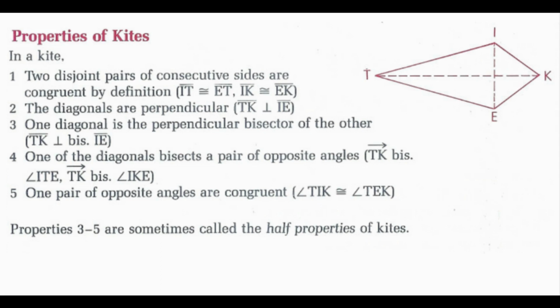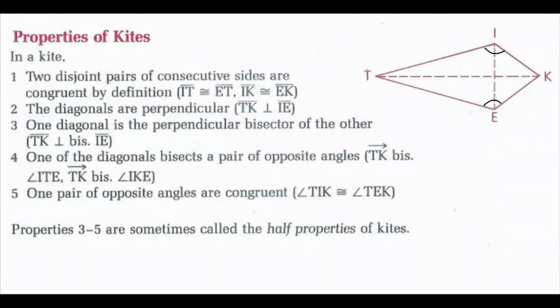And lastly, one pair of opposite angles are congruent. So in this kite, angle TIK is congruent to angle TEK. Now, properties 3 through 5 are sometimes called the half properties of kites because it refers to half of the diagonals or half of the pairs of opposite angles.